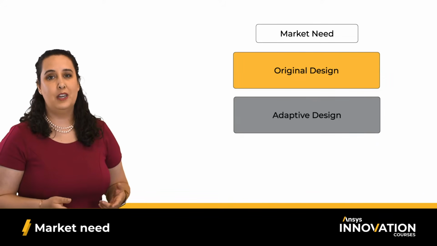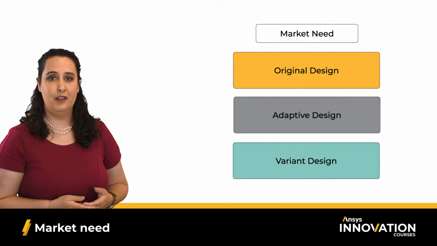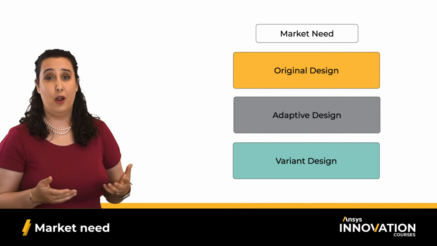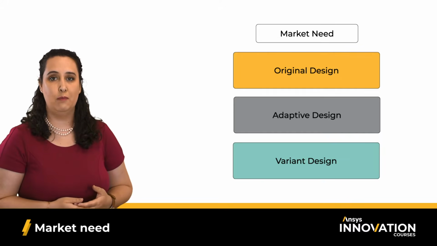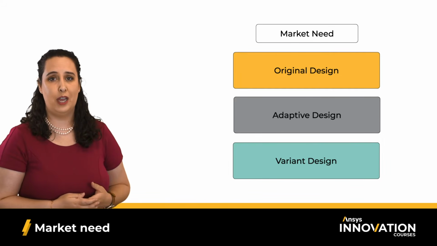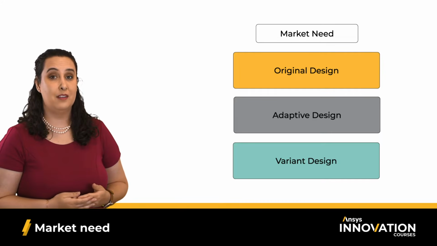Our final type of market need is a variant design. This is where we adjust the size or dimensions of a product without changing its ultimate function. Think of a single propeller plane compared with a military fighter jet. Both of them are airplanes, but they are very different.